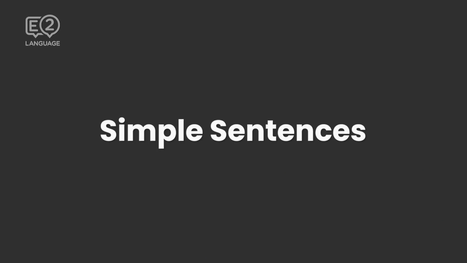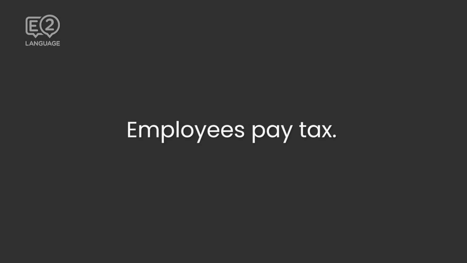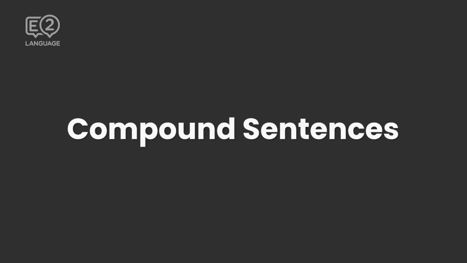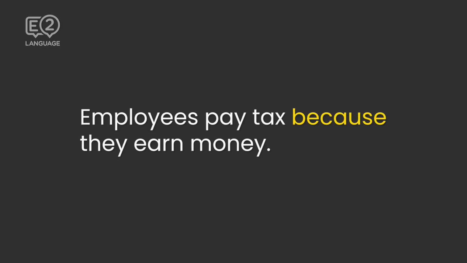So let's compare all 4 sentence types in English. There are only 4 of them. And let's put them in the context of a really boring essay topic like tax. So we have simple sentences, subject, verb, object, like employees pay tax. Then there are compound sentences, which means that you join 2 simple sentences together using a conjunction. Employees pay tax because they earn money.